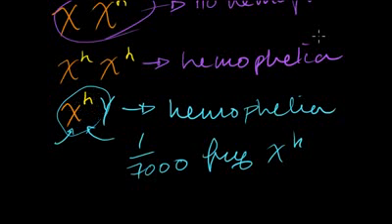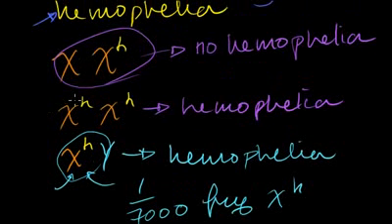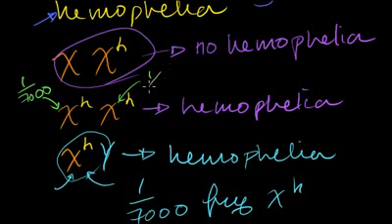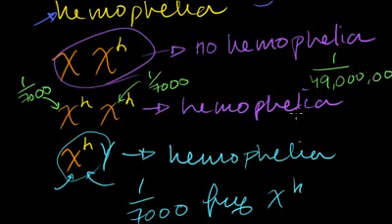Now, for a woman to get hemophilia, what has to happen? She has to have two X chromosomes with the mutation. Well, the probability of each of them having the mutation is 1 in 7,000. So the probability of her having hemophilia is 1 in 7,000 times 1 in 7,000, or that's 1 in 49 million. So as you can imagine, the incidence of hemophilia in women is much lower than the incidence of hemophilia in men.